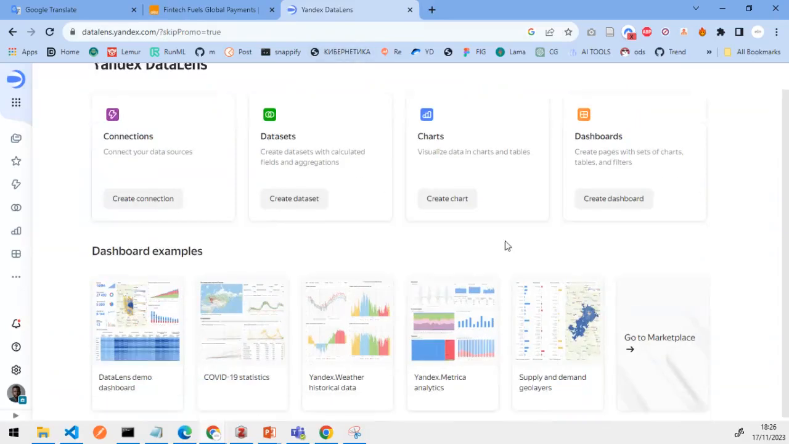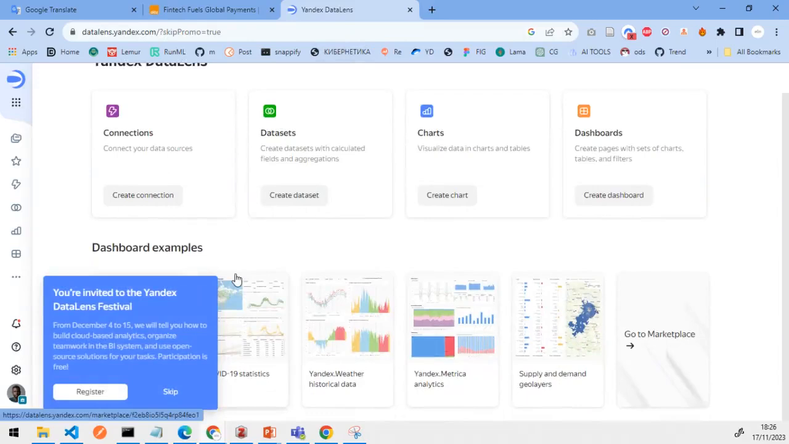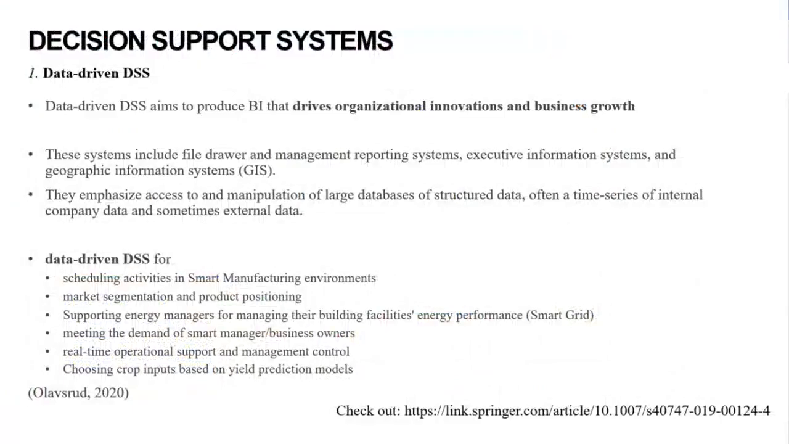So, Yandex DataLens, an interesting platform. Actually, it's right here in Russia. I don't know if some of you have an idea about it, or some of you have never used it before, but it's one of the interesting platforms. And please, if you have any question or comment, you can just write in the chat here right away.